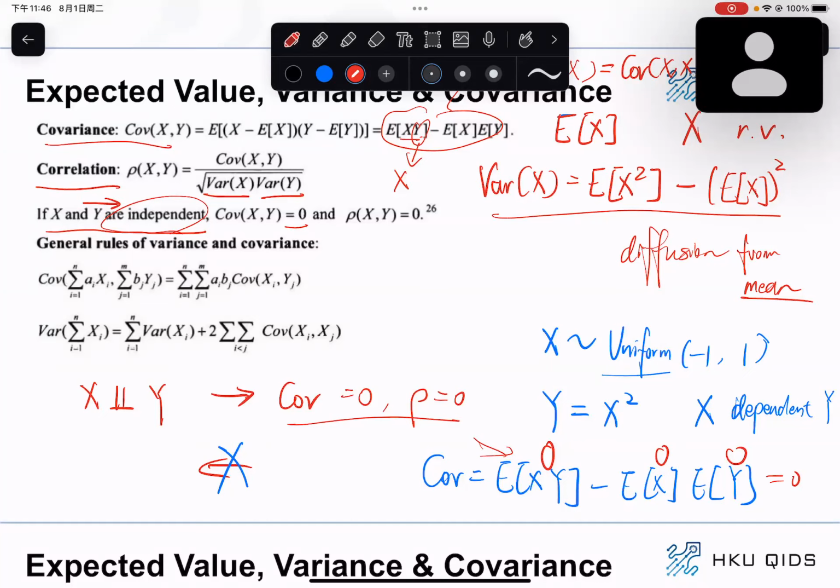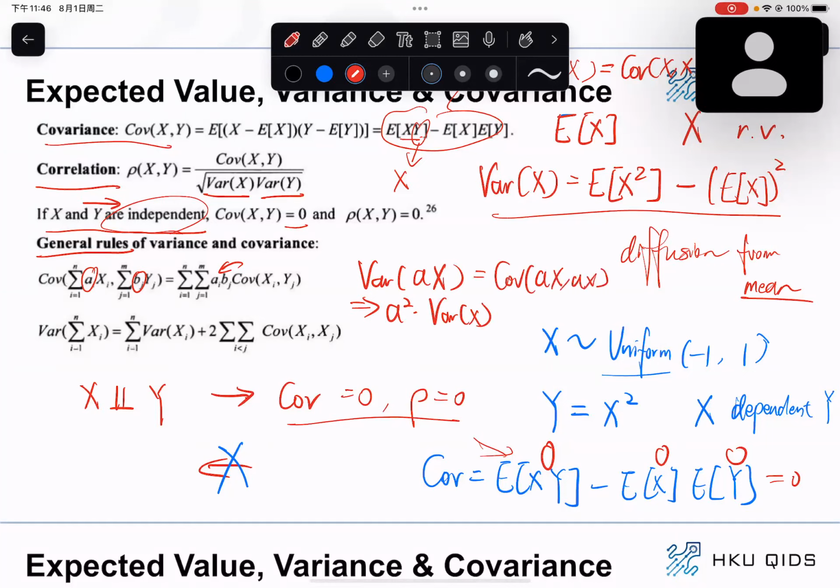Okay, and there are some general rules of variance and covariance. For example, if there are two constants before X and Y, then we can basically simply move them out. But if it is variance of aX, then it is going to be what? a squared times variance of X, because this is going to be covariance of aX with itself, okay? And the variance of a sum of n variables can also be divided into the variance of each of these variables plus the covariance between each pair of them, okay?